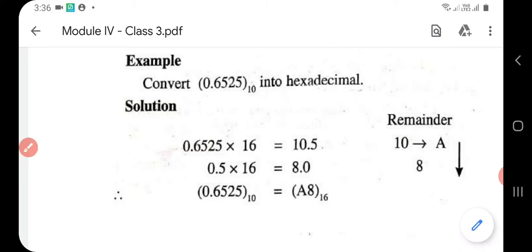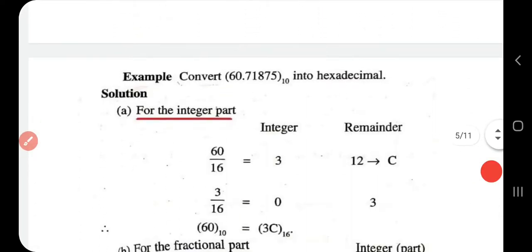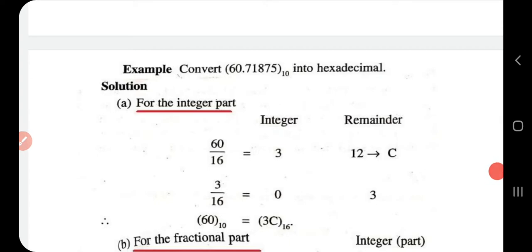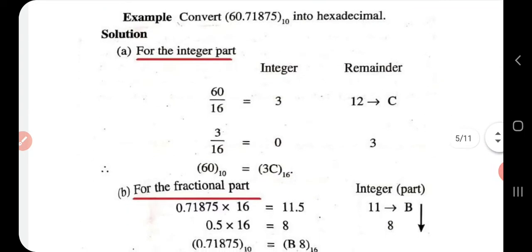Now this will be more clear if you are given these two together. See, look at this problem. Here you are given a number, and you are asked to convert it into hexadecimal. So for hexadecimal, first of all you must understand you have to work with the base 16.